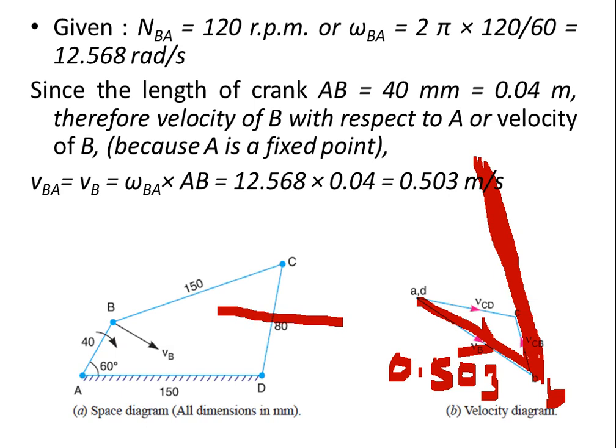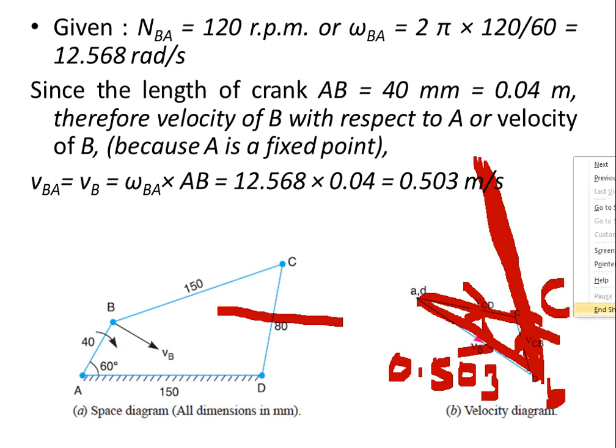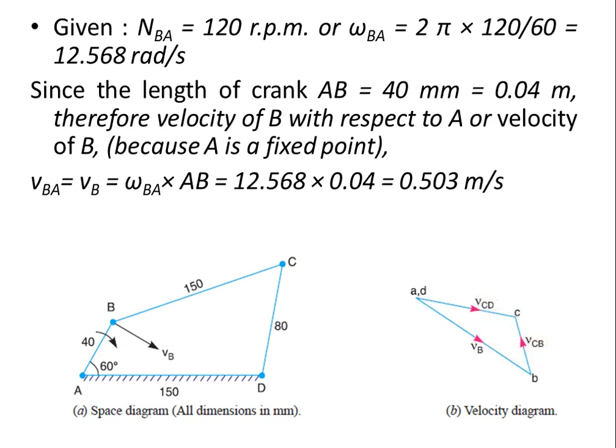So same way from point D or A, which is the starting point, draw a line perpendicular to CD. Okay, so this direction, and here this one, this direction. So we'll get an intersection. This intersection is nothing but the point C.